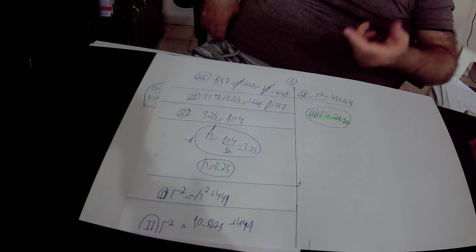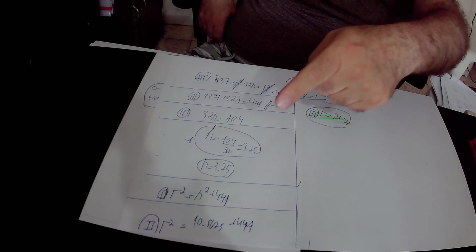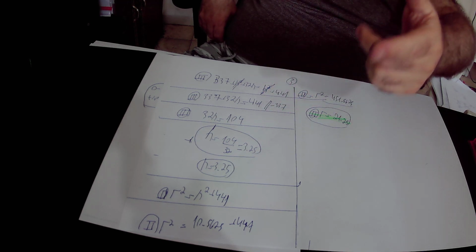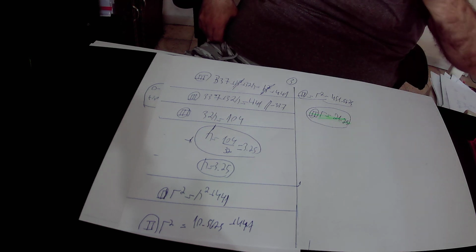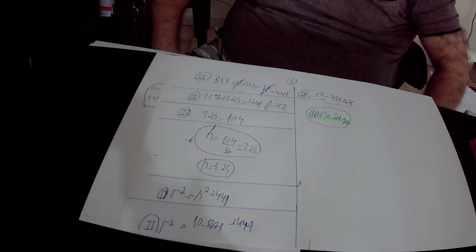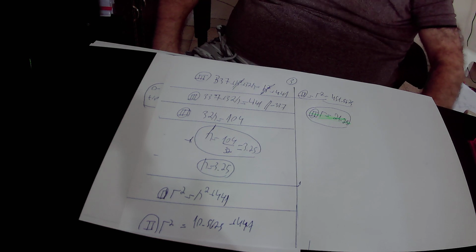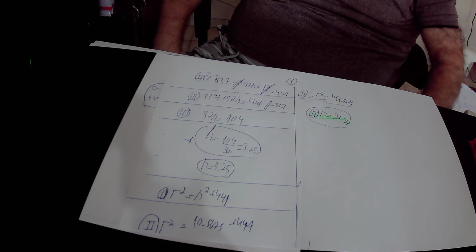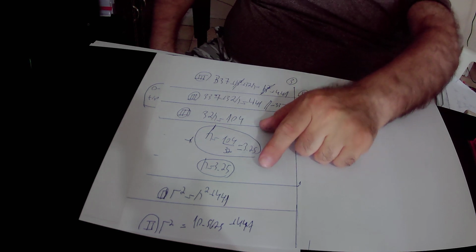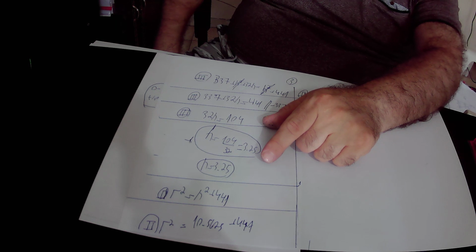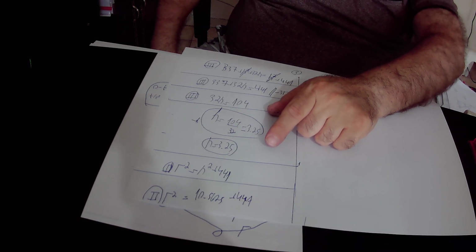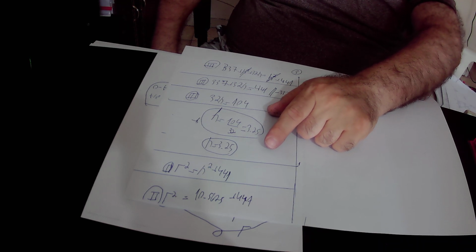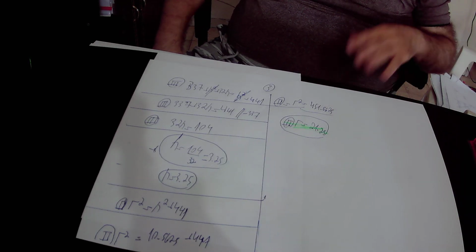Now we can substitute H in equation number 2 by 3.25. We did it, and we got that according to equation number 2, R squared equals H squared plus 441. So if H equals 3.25, it means that H squared will be equal to 3.25 squared. That is equal to 10.5625. So according to equation number 2, R squared equals 10.5625 plus 441.